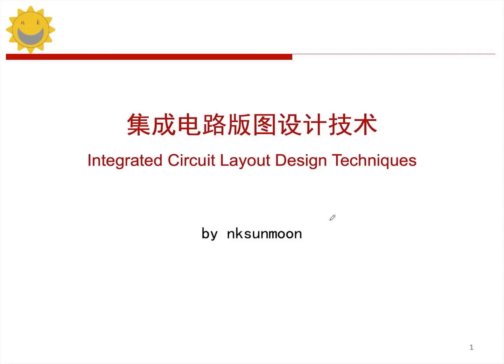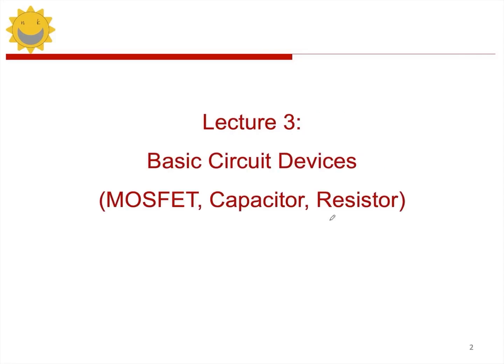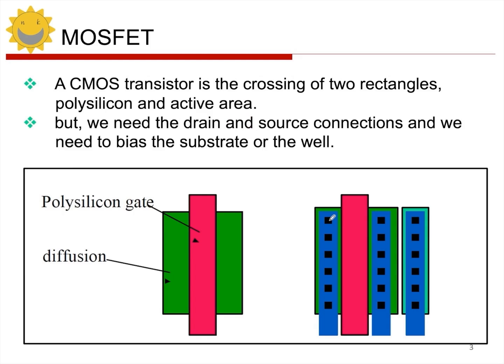All right, this video is the third part of the integrated circuit layout design technology. In this session, we will mainly introduce some basic device drawing methods that are often used in layout design. These devices include MOSFETs, which are our commonly used MOS transistors. Then there are two passive devices, the capacitor and the resistor. First, let's take a look at the layout drawing method for MOSFETs.